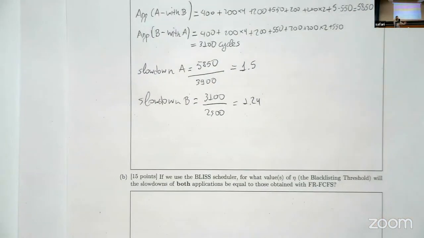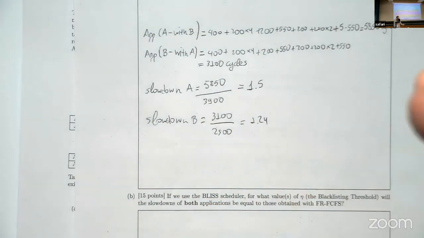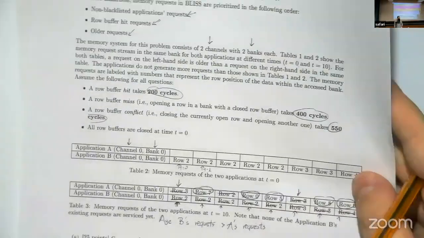So one example is what you described. We want to blacklist both applications. Basically, we need an n so that we can blacklist both applications, and this gives us the same slowdown, exactly. Right? And the question is, how do we blacklist both applications?